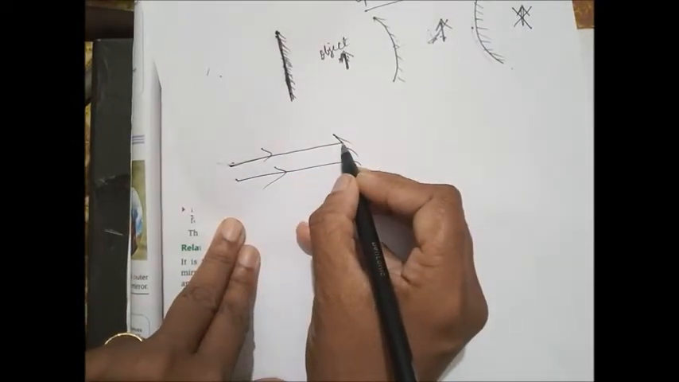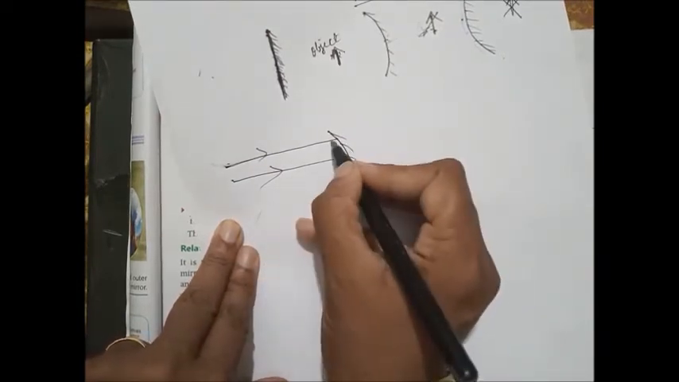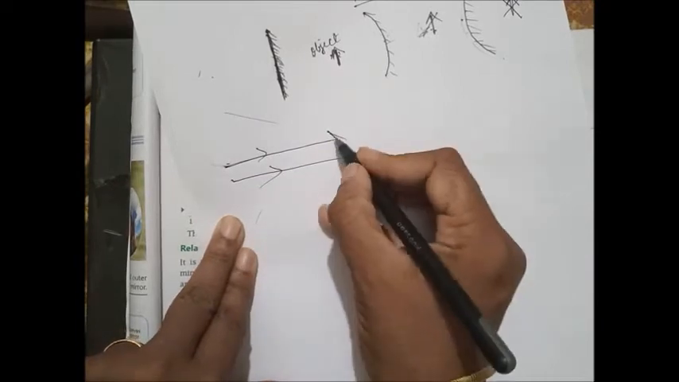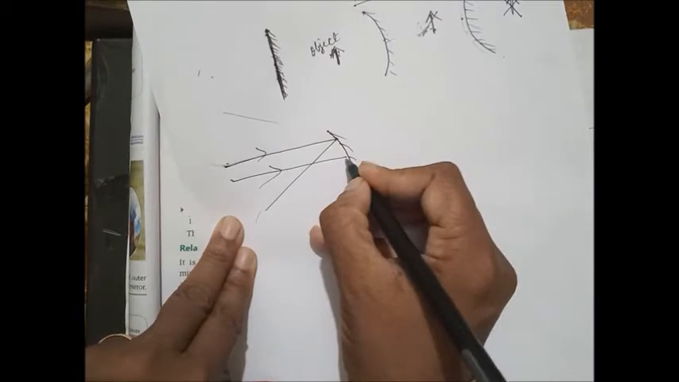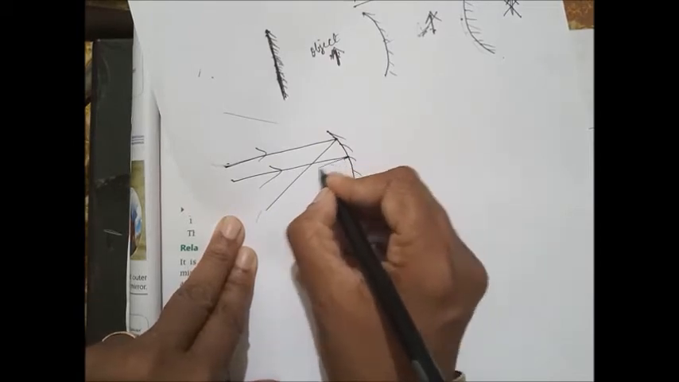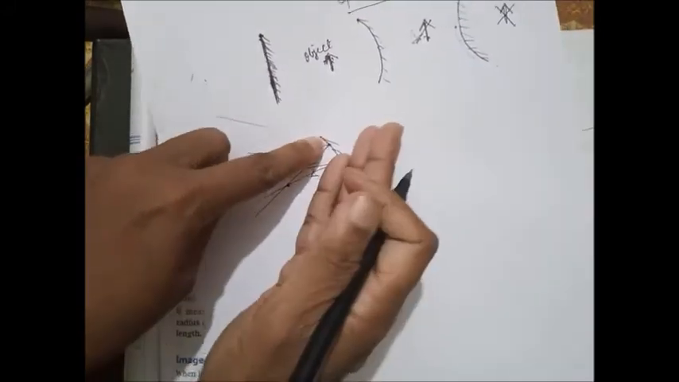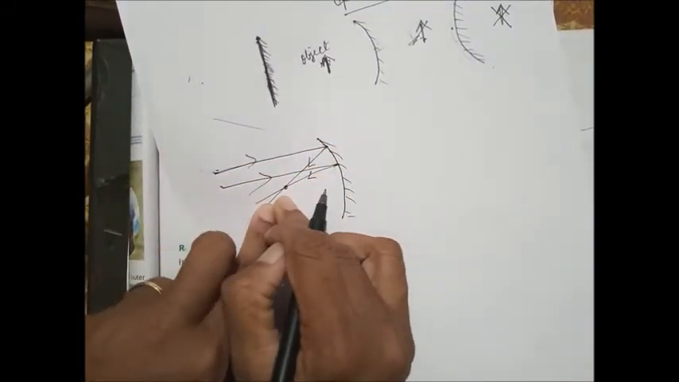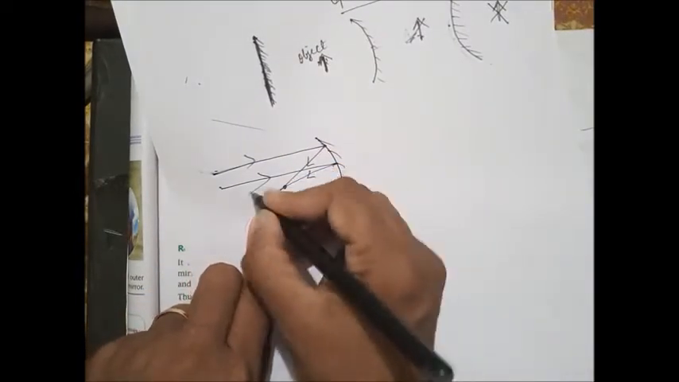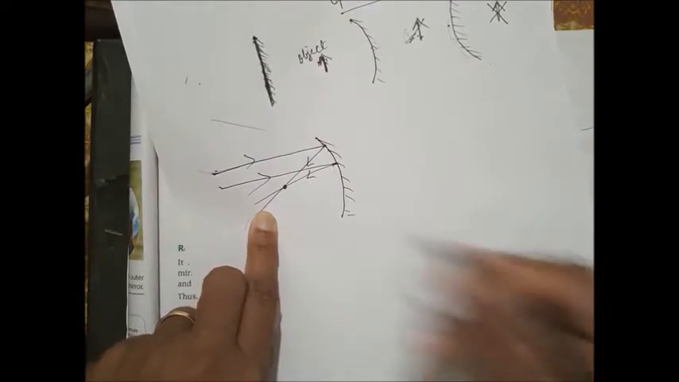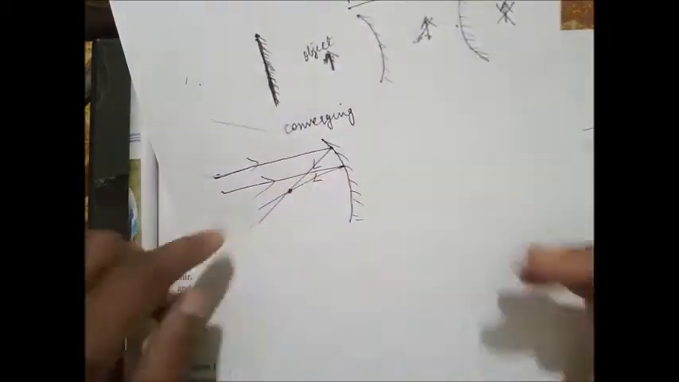A ray will come like this, hit the mirror, and then it will be reflected back. Now it can go like this, it can go like this, anyway. In case of a concave mirror, it will go like this and this ray will go like this. So this is called a converging mirror because these reflected rays can meet at a point. Because of the shape, all the reflected rays will meet at a point. This is called a converging mirror. Converging means they all come to a point.